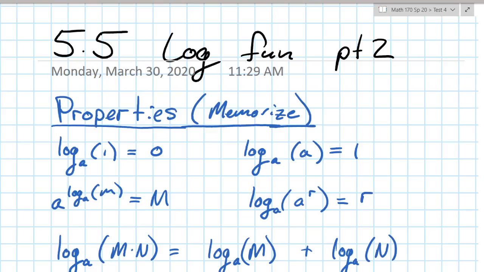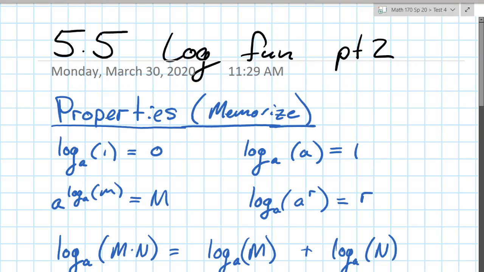We're going to talk about some properties of logarithmic functions. A bunch of these you're going to probably just want to memorize to use later. The first two we talked about previously. The log base a of 1 is 0. That is because a to the 0 power is 1.